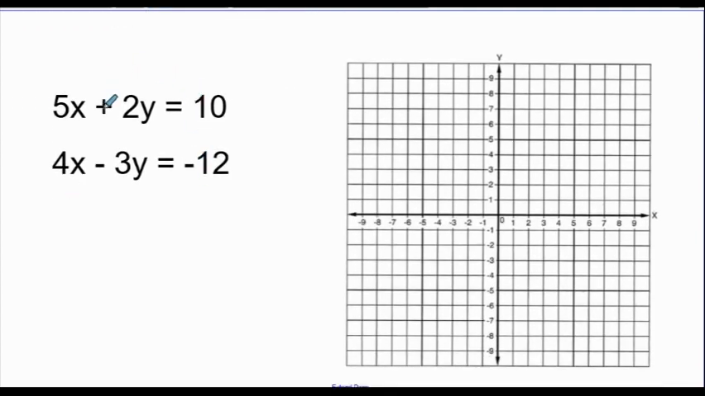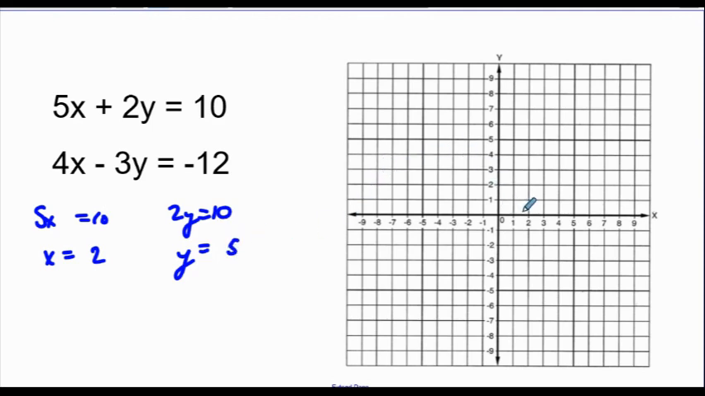So here I'm going to draw two lines. I'll do one here in blue. Let's see, 5x equals 10 and 2y equals 10. I'm going to use my intercept method, and I'll see that x is 10 divided by 5, which is 2, and y is, oops, that's not a 10, 10 divided by 2, which is a 5.